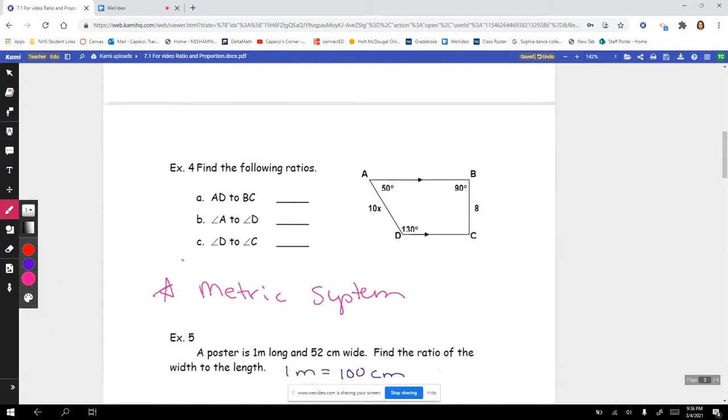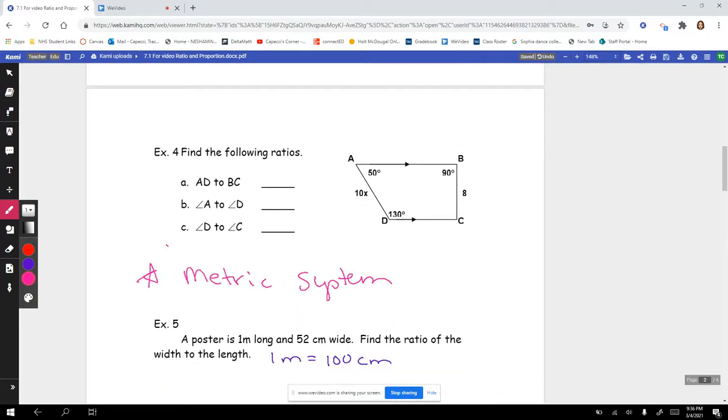Okay, now we're ready to look at some geometry within there. Find the following ratios. Segment AD, so that's 10x is my numerator, and BC is over 8. So that simplifies to 5x/4. Okay, letter B, we can do the same thing with angle measurements. So A is 50, D is 130, and that simplifies to 5/13.